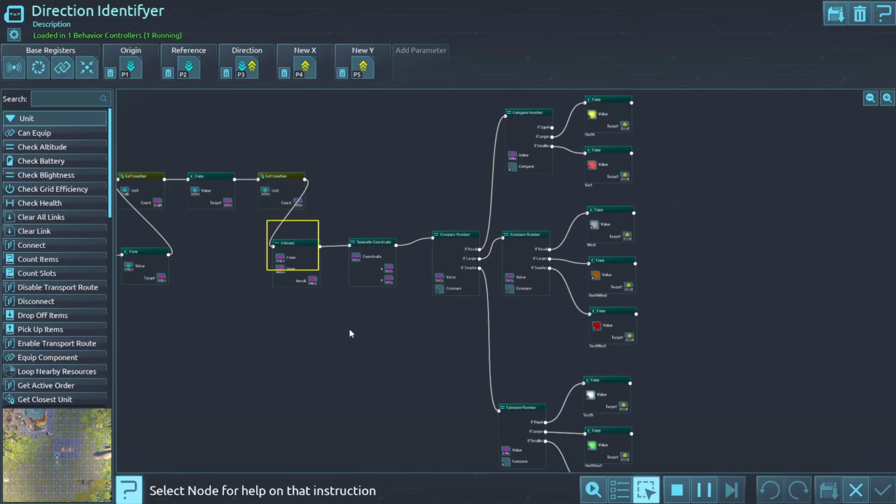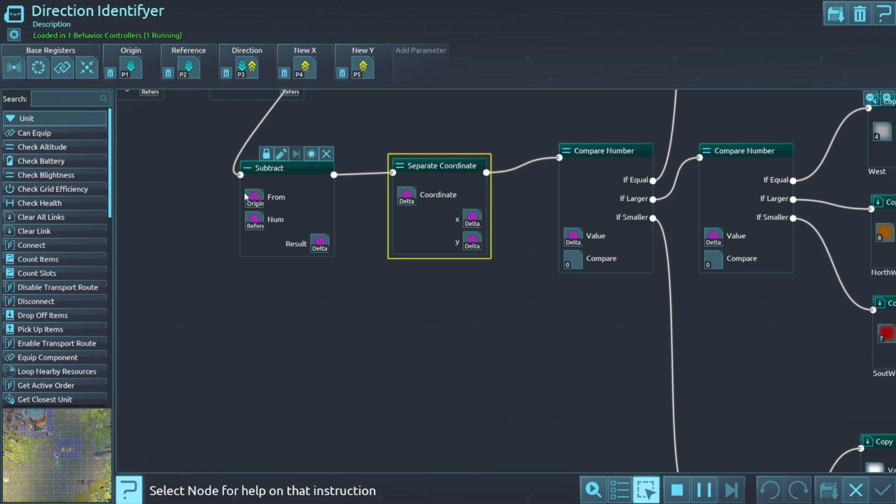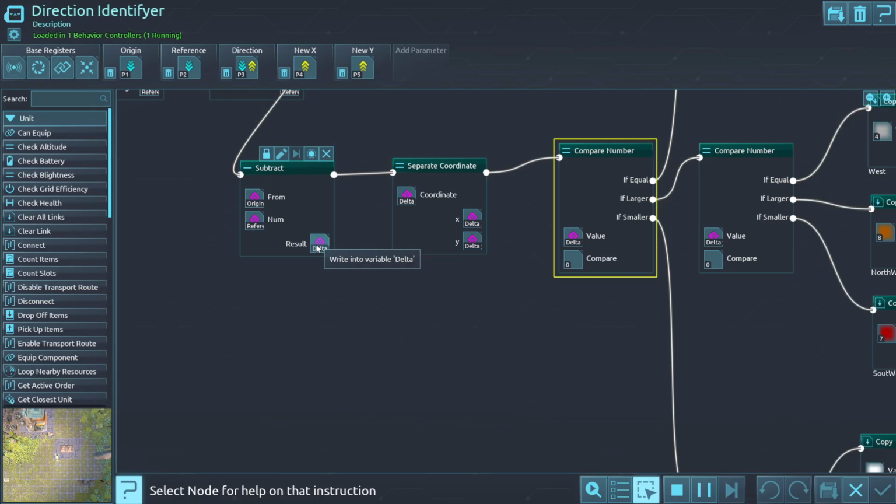So then we're going to look over here and we're going to see just how this behavior actually works. And the way it works is you're subtracting the reference from the origin, right? So it's origin minus reference equals. And so when you get that number, you get the delta, right? The change in the value.